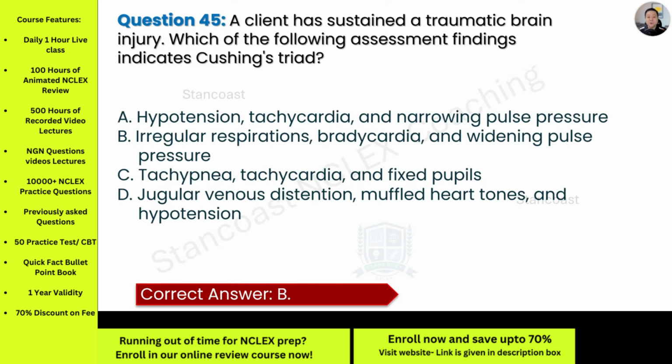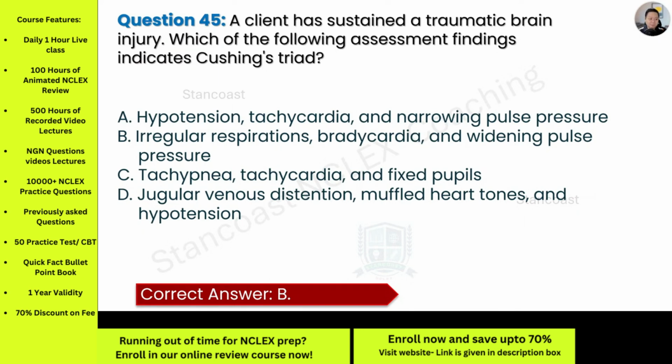And there's also widening pulse pressure. And this is something that is caused by a rise in the systolic blood pressure due to a compensatory mechanism attempting to maintain cerebral perfusion. Again, don't forget irregular respirations, bradycardia, and widening pulse pressure. And so these findings are late signs of increased ICP and will require immediate intervention to prevent catastrophic outcomes.